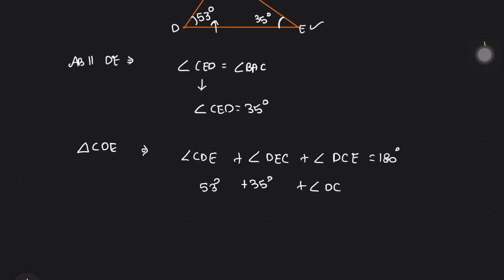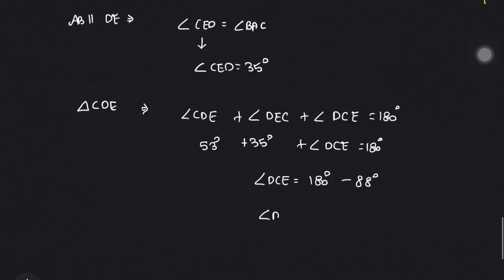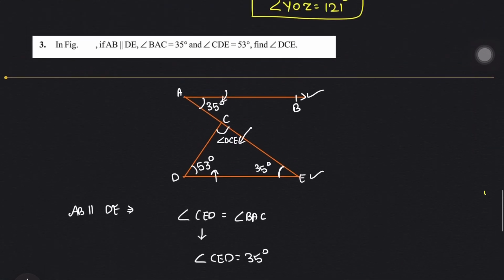So DCE is equal to 180 degrees. Adding these two values is equal to 88, and moving to the right side, angle DCE is equal to 180 degrees minus 88 degrees. Then the final value, angle DCE, is equal to 92 degrees. So in the triangle, this value is equal to 92 degrees.